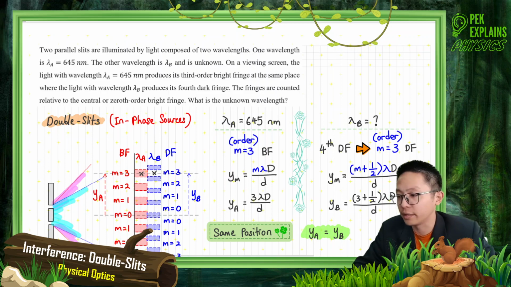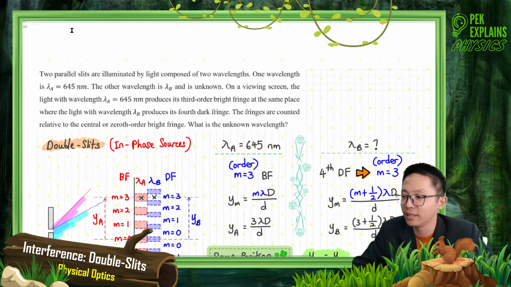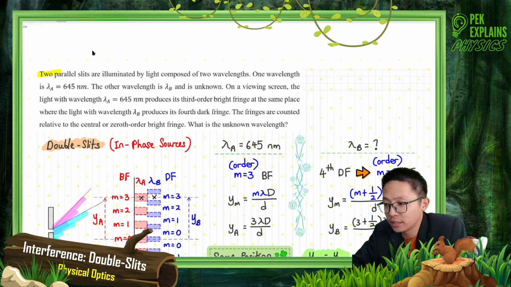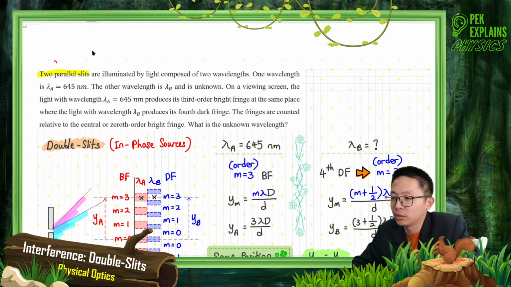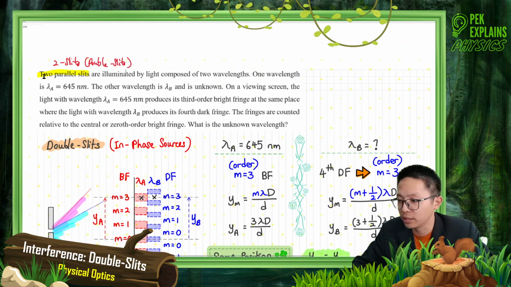All right, let's look at these questions. Two parallel slits. Again, you identify: is it a double slit, single slit, or thin film diffraction grating? So again, this one is about two slits. Two slits means double slits. All right, so identify. So this is two slits.